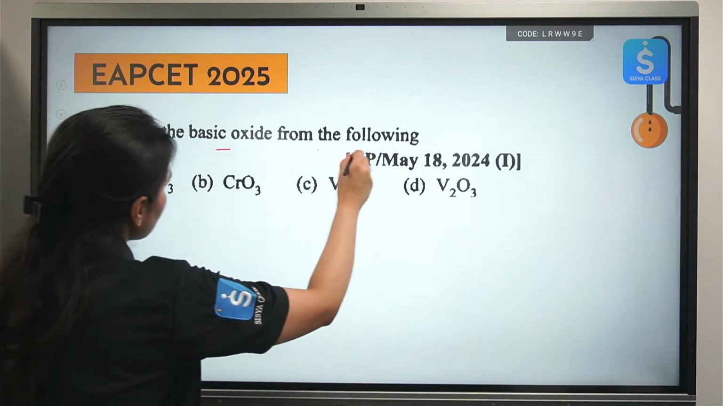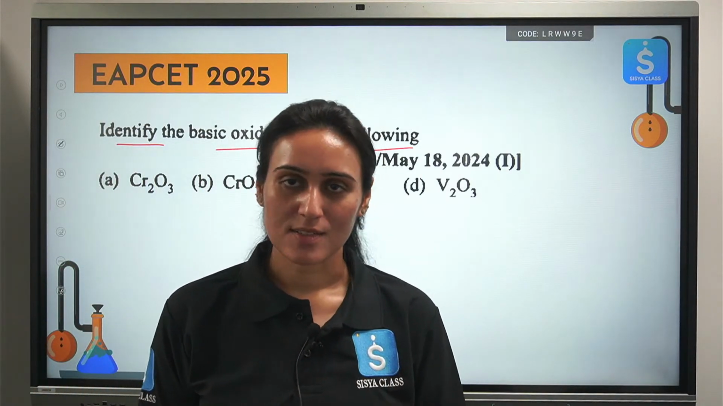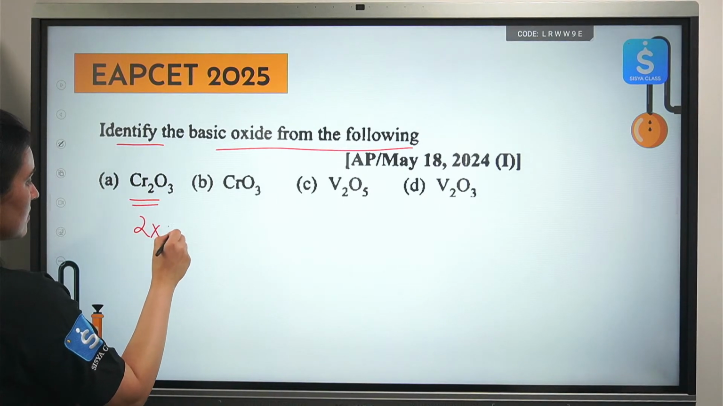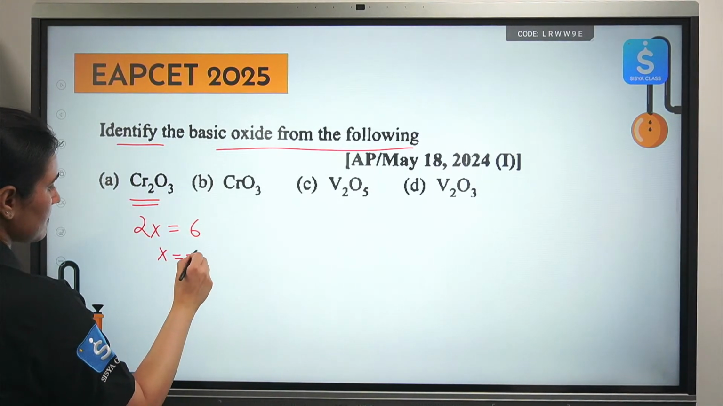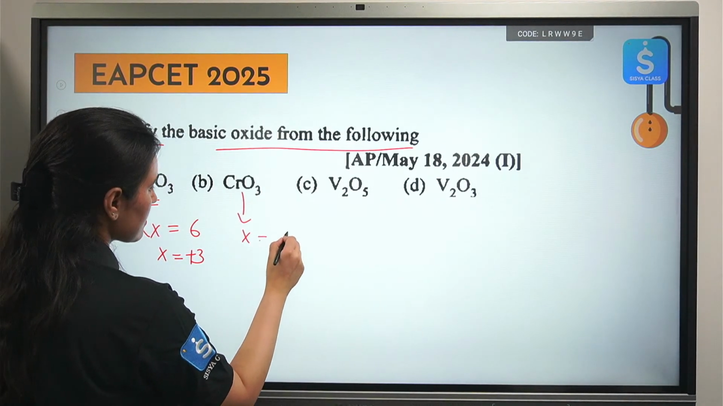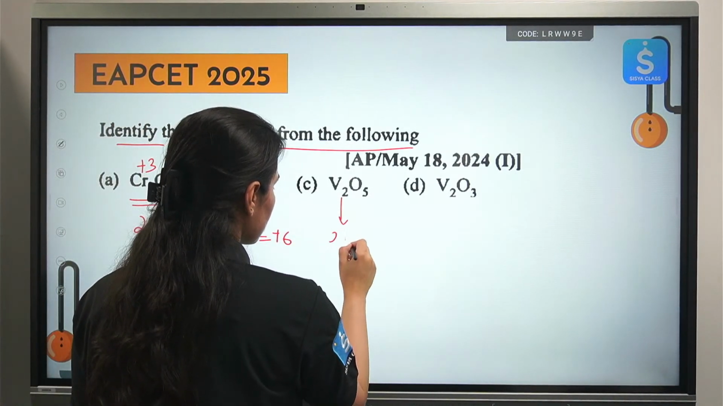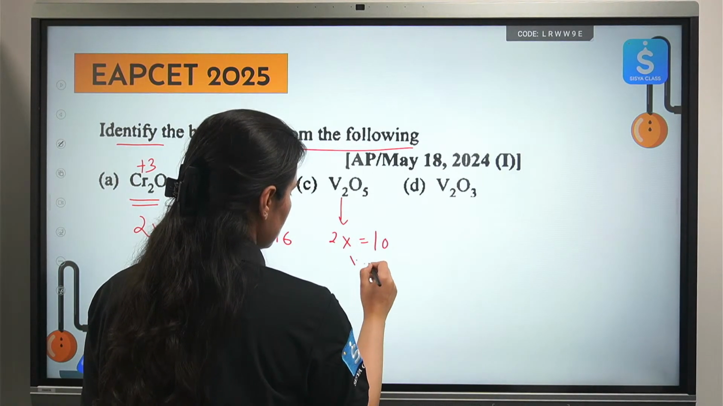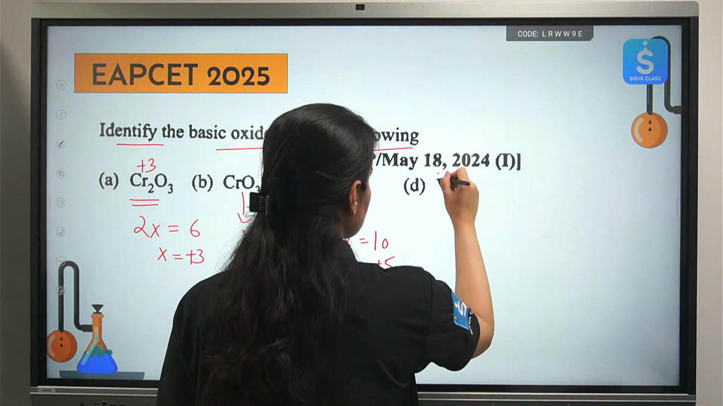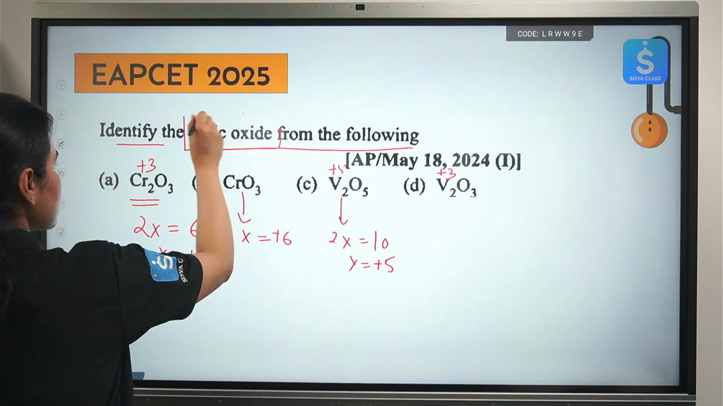Identify the basic oxide from the following. Once again, follow the oxidation state. What is the oxidation state of chromium here? +3. What about this one? +6. V2O5, +5. V2O3, +3. Okay, so they are talking about the basic oxide.